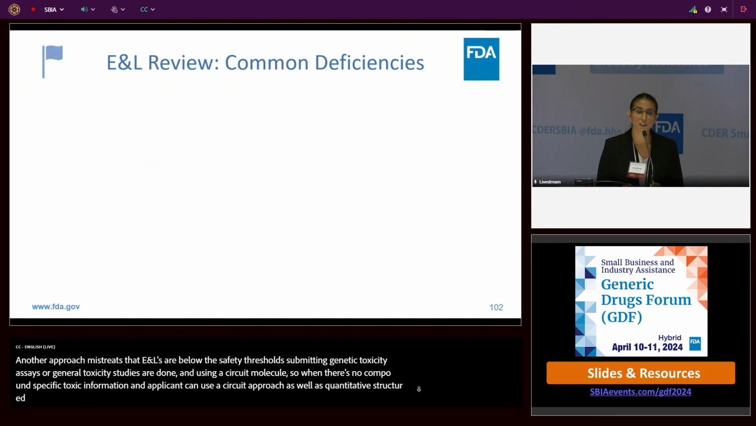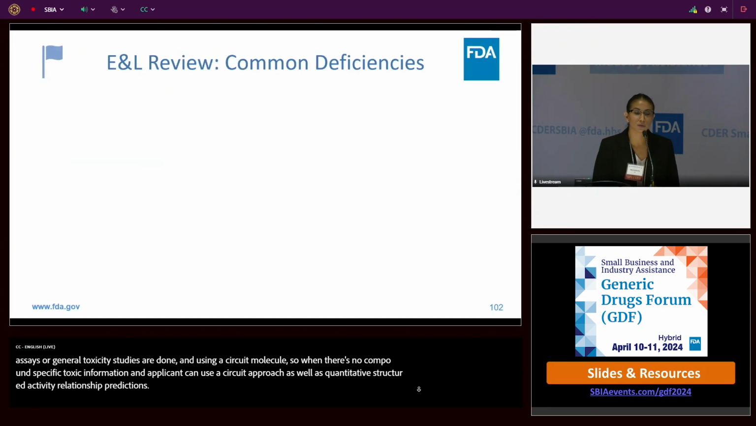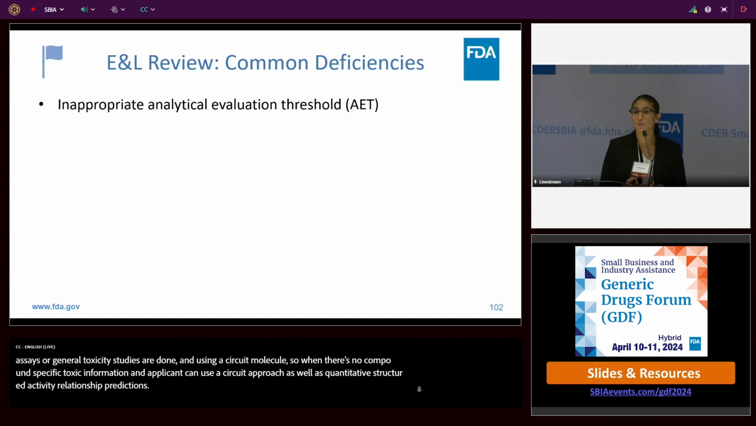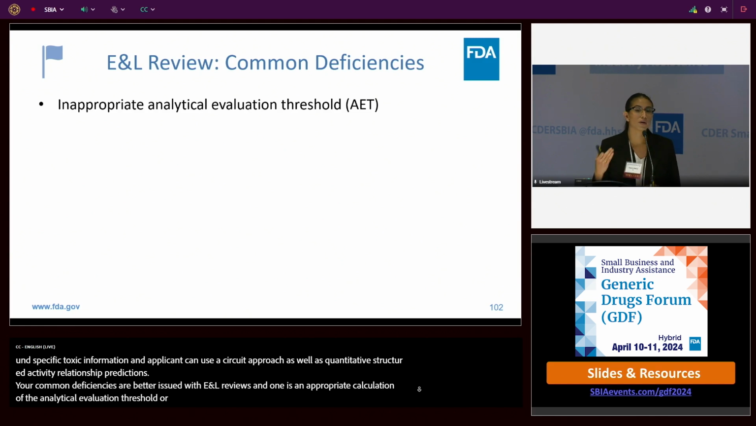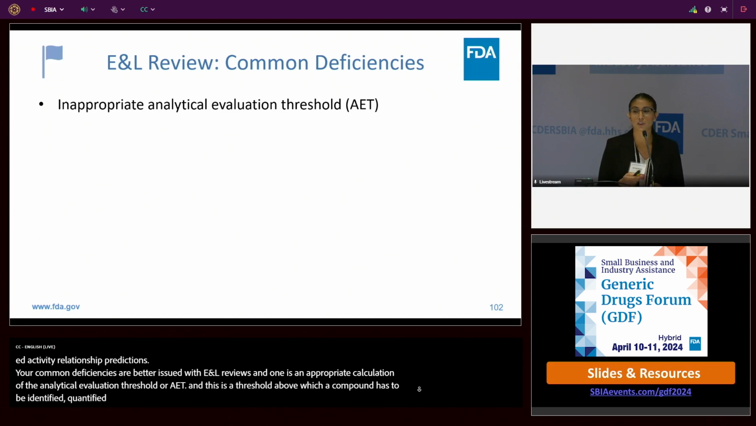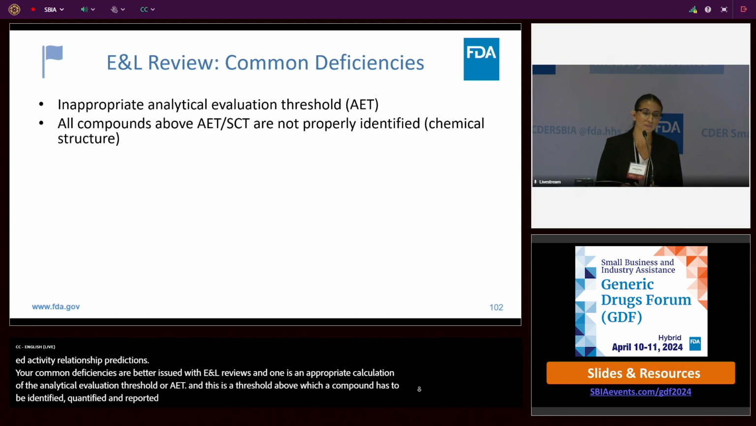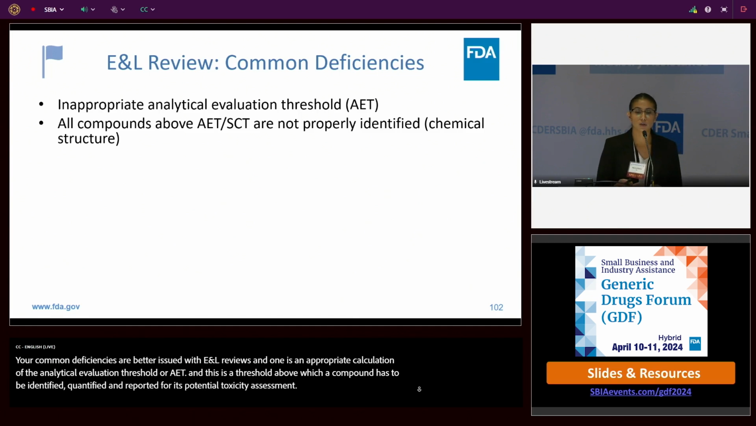Now here are some common deficiencies we issue with E&L reviews. One is inappropriate calculation of the analytical evaluation threshold, or AET. And this is a threshold above which a compound has to be identified, quantified, and reported for its potential toxicity assessment. Another is when all compounds above the AET or SCT are not properly identified, meaning that a compound name is provided without a structure or vice versa.